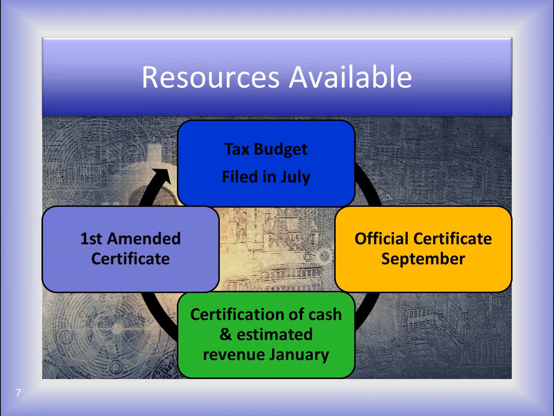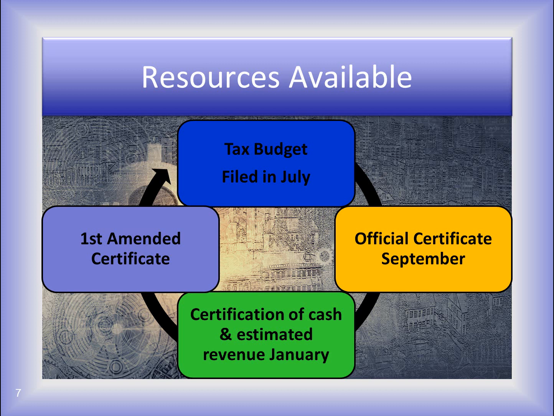Then the county certifies back to the fiscal officer the amended official certificate of estimated resources, known as our amended certificate. The sole purpose of the official and amended certificate is to limit the amount of appropriations the board may adopt. All appropriation legislation is limited by the certificate in place when they're adopted.